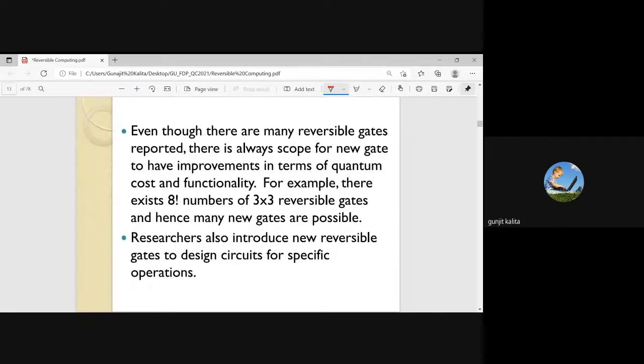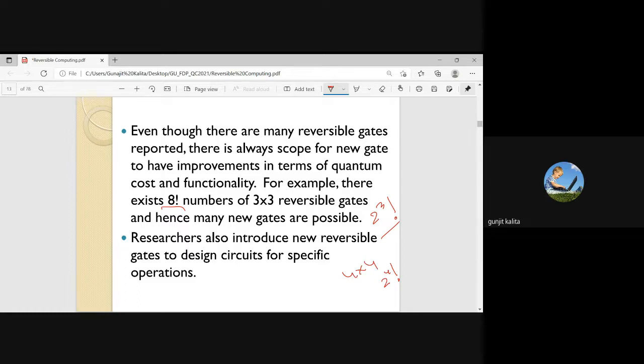There are lots of gates reported. Many people have given many improved gates, with less quantum cost, for lots of functions like that. But as per Boolean logic, if we consider a three input and three output gate, there will be 2 to the power 3, that is 8 factorial, gates available. Similarly, if it is 4 by 4, then 2 to the power 4 factorial number of 4 input gates are possible. That's why all of them are still not explored, because it's a huge number.